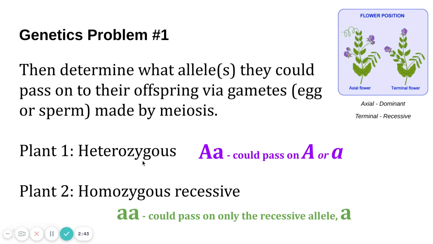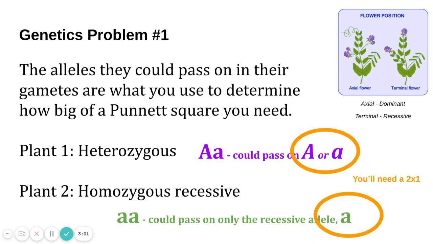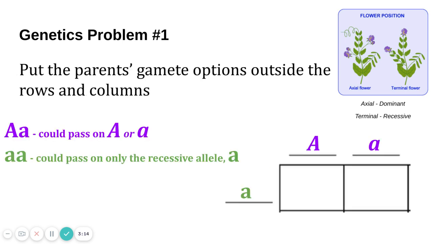For plant number 1 that was heterozygous, they have 2 different alleles they could pass on. So they could pass on either a big A or a little a, meaning a dominant gene or a recessive gene. The parent that is homozygous recessive only has 2 recessive alleles, so that is what they are able to contribute. Having those gametes is important because it directs you to what size of a Punnett square you'll need to make. With a parent that can donate 2 options and a second parent that can donate 1 option, you'll need a 2x1 Punnett square.